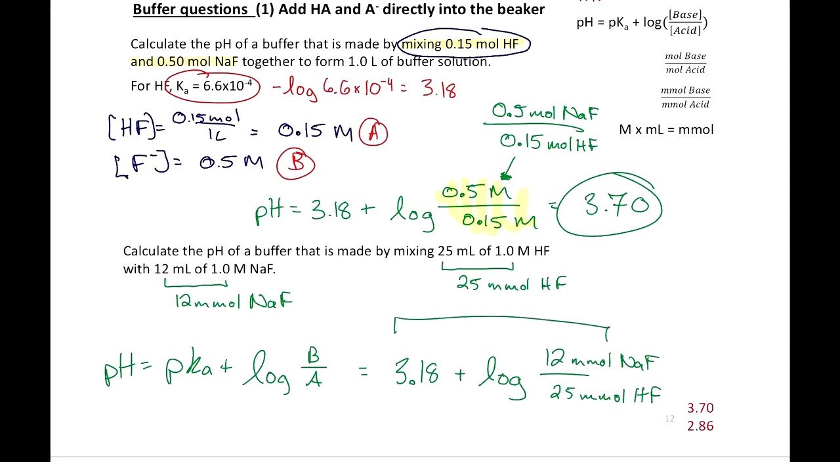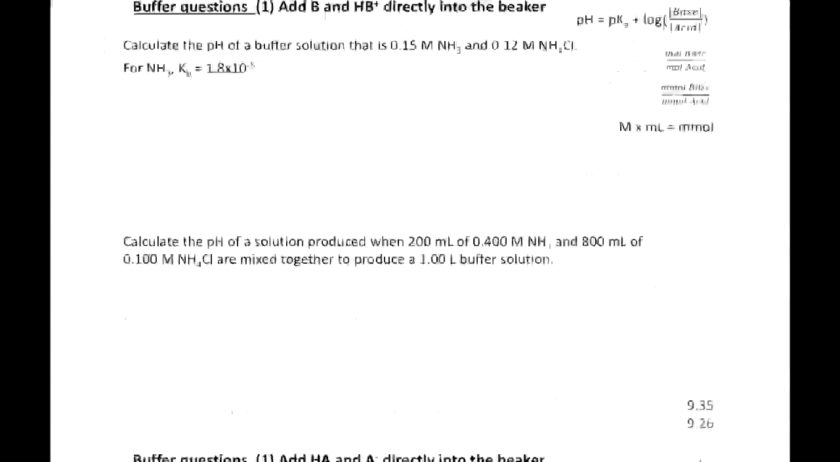You put that in your calculator and you get, this one's a little bit more acidic, it has a pH of 2.86. So that is the strategy there: identify how many millimoles of each, the base and acid, you have, and plug it into Henderson-Hasselbalch with the respective pKa. All right, let's do another one.